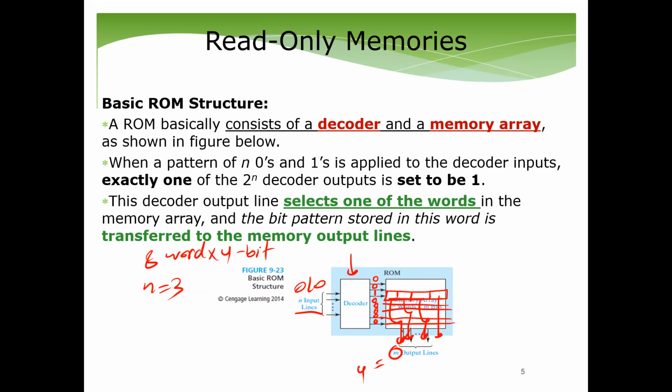Okay, so the structure of a ROM: there is a decoder that's taking the address as an input. It will activate one word line, and this word line will allow the output to match whatever is stored in this line.